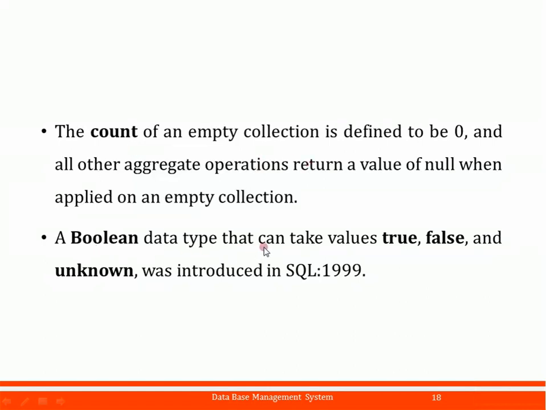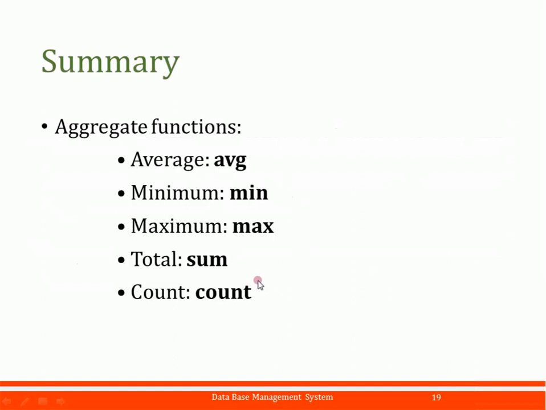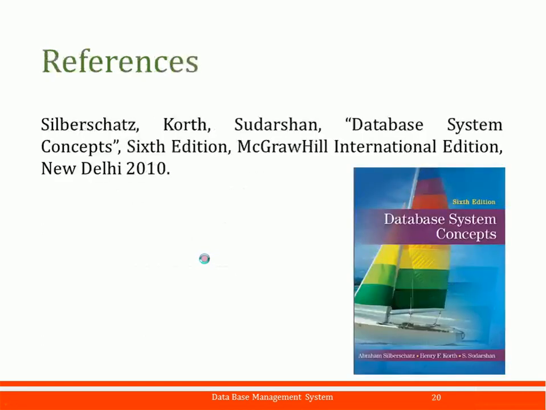A Boolean data type that can take the values true, false and unknown was introduced in SQL. So you have a Boolean data type which initially takes only the values true and false, but after having these null values, a new value, unknown, was introduced into the Boolean data type in the SQL 1999 standard. Okay, this was a lengthy topic. We have discussed 5 different aggregate functions and how they can be applied. This is the reference book, you can refer to it there.